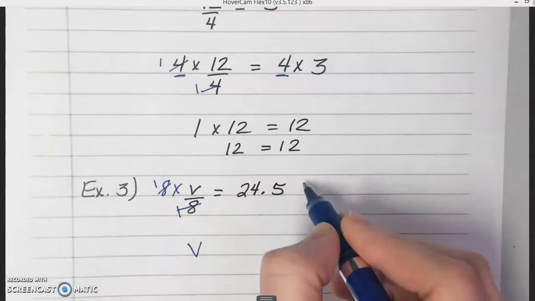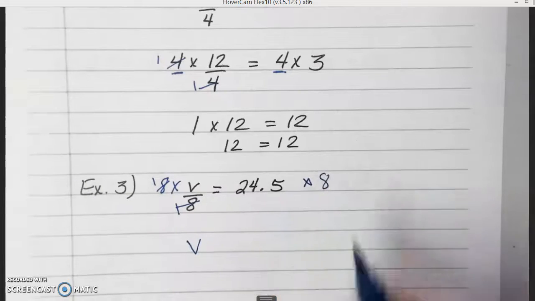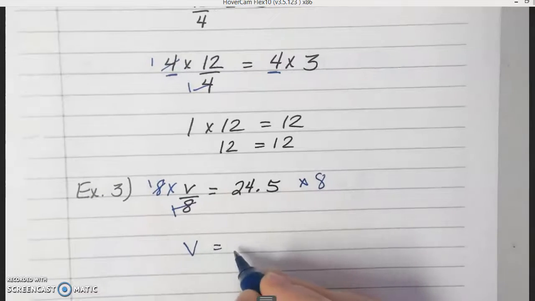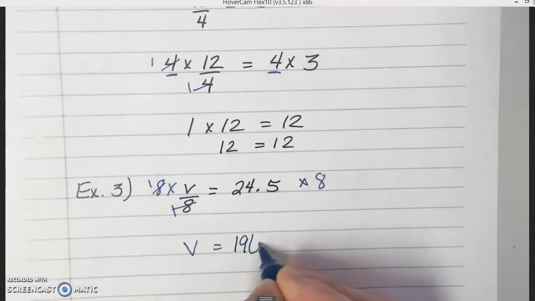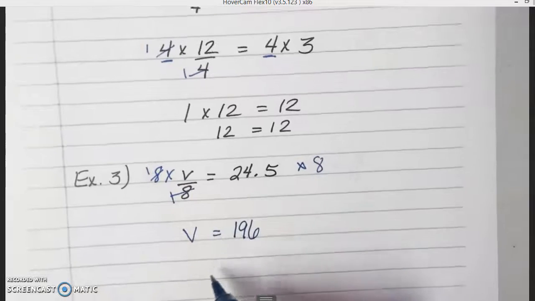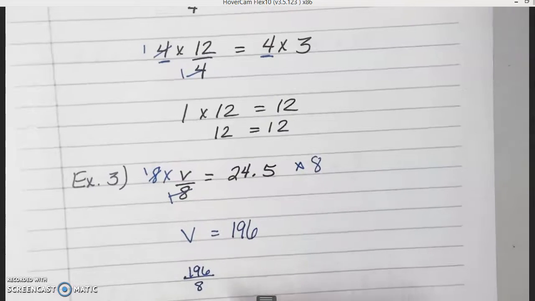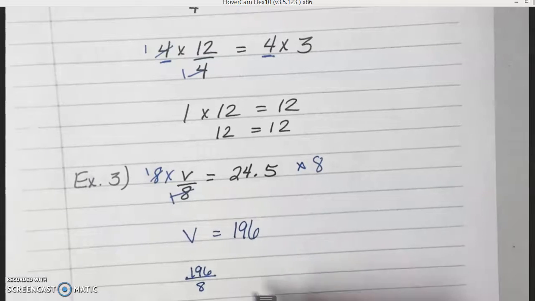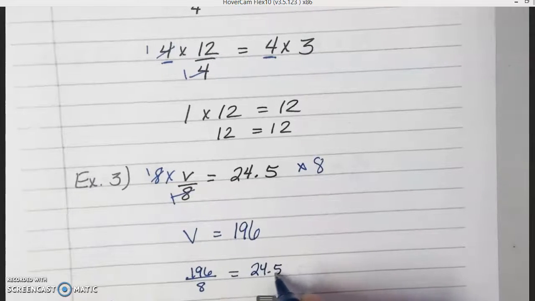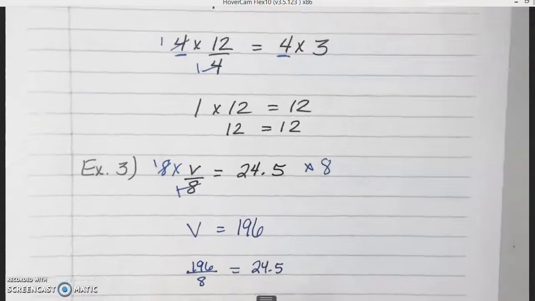So that means that I have to do the same thing over here, though. I have to multiply it by 8 also. So when I take 24.5 and multiply by 8, I get what? 196. So we get 196 for v. If I wanted to double check, I'd put 196 in for v and divide by 8. So 196 divided by 8 gives me 24.5. So it worked. So v would be 196.